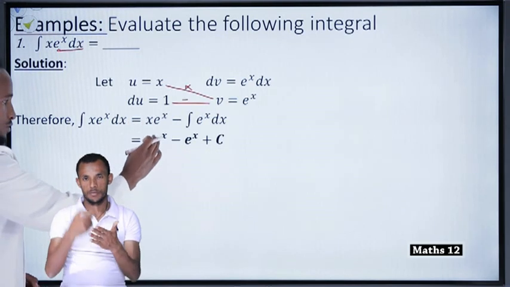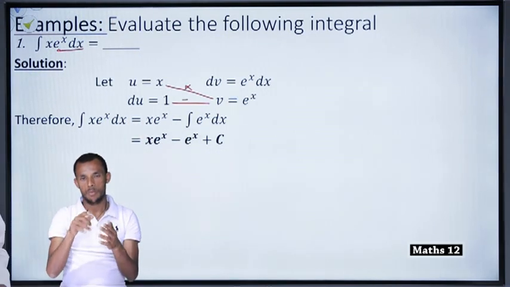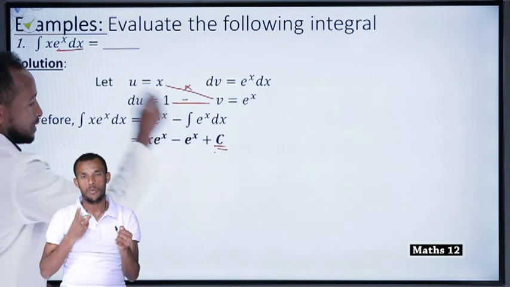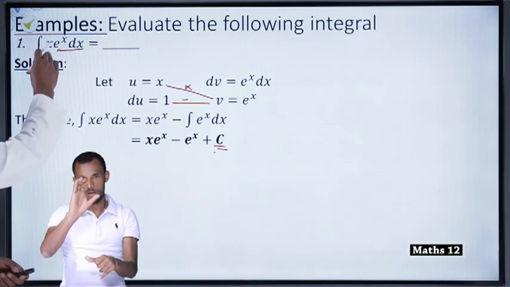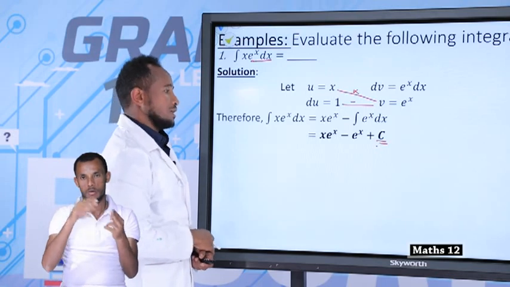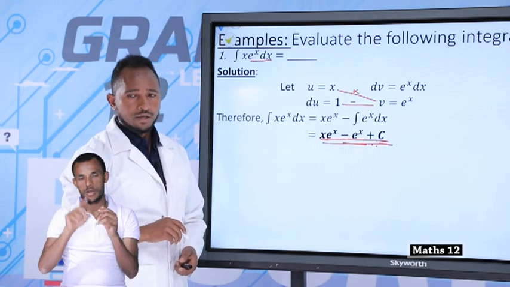this value is x times e raised to x itself minus, as you remember, the integration of e raised to x itself. And finally, we add c, the integration constant. Therefore, the integration of this expression x times e raised to x dx will be this one. This is the final answer.